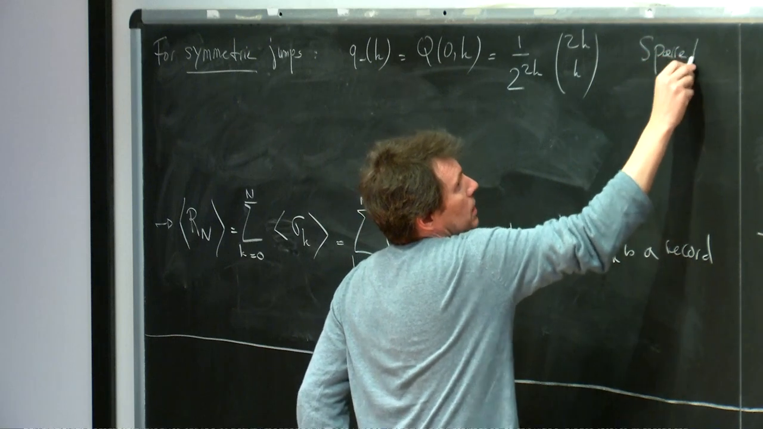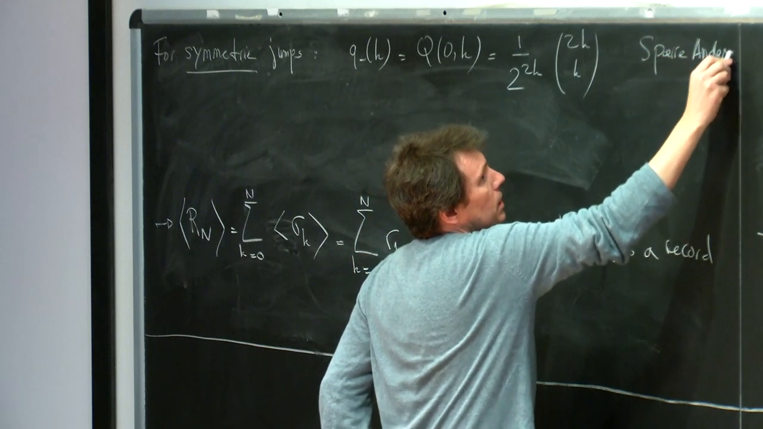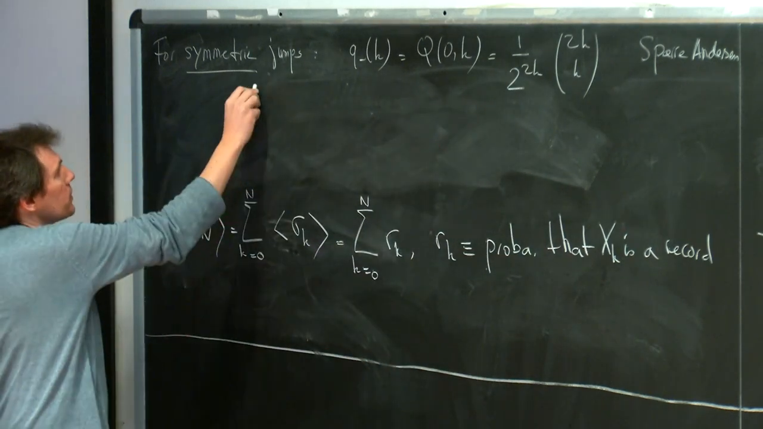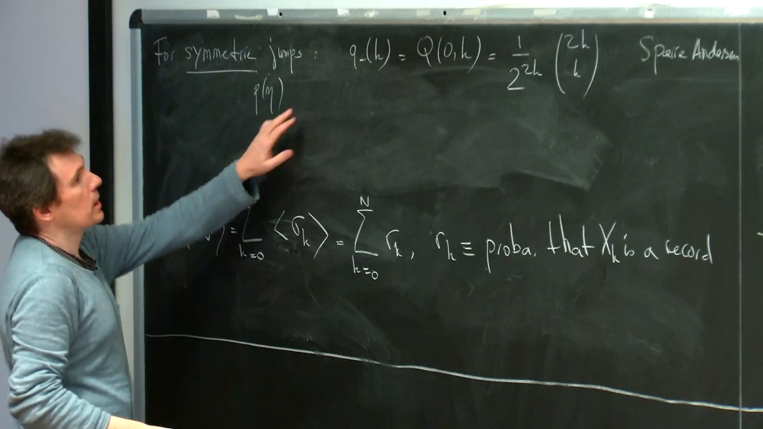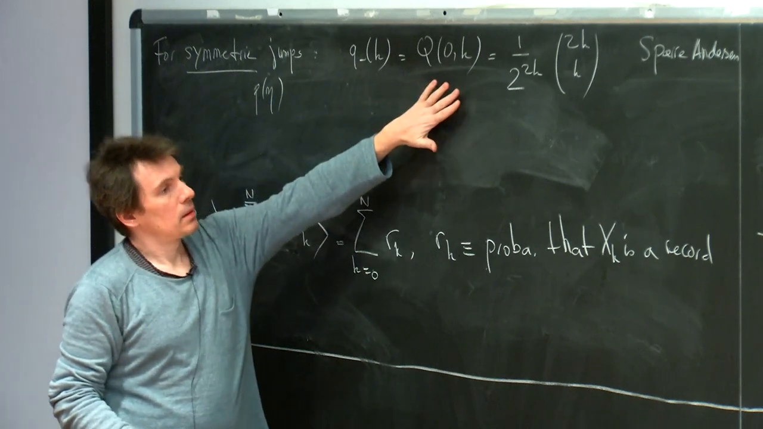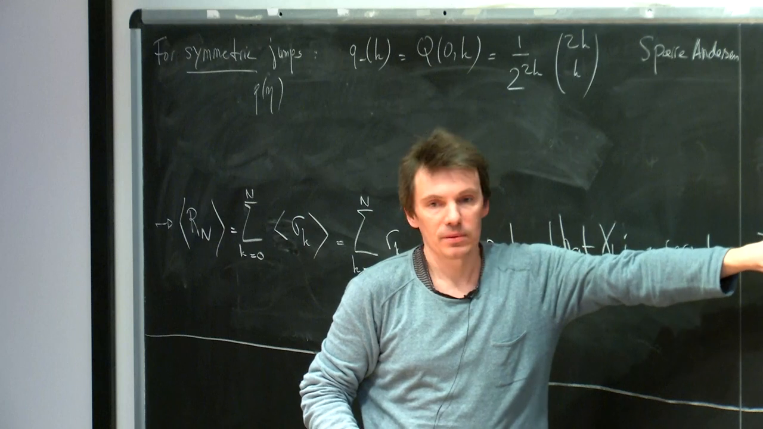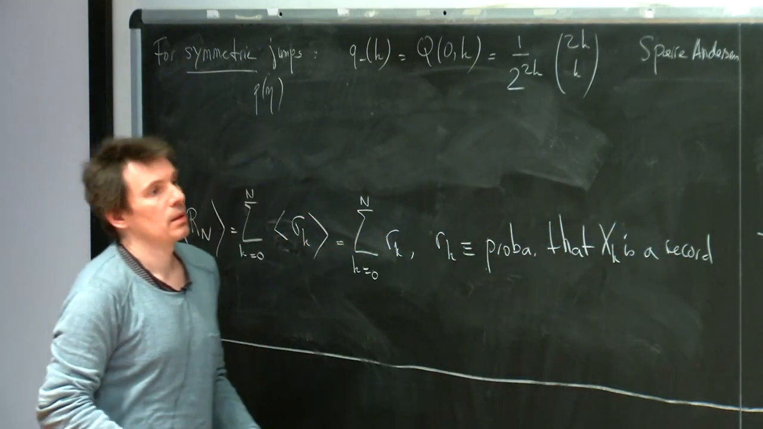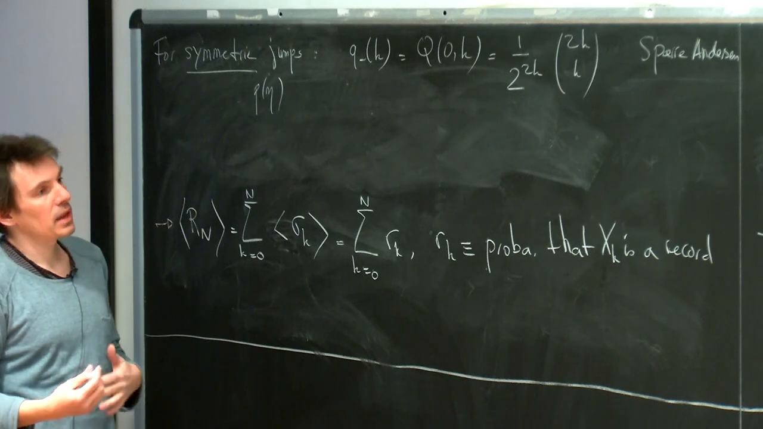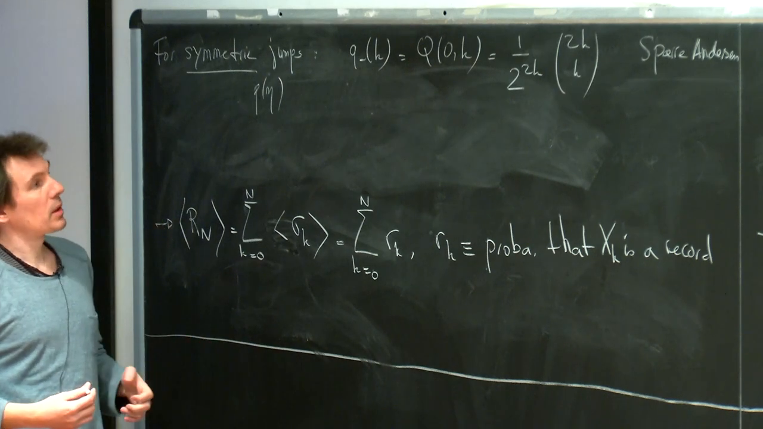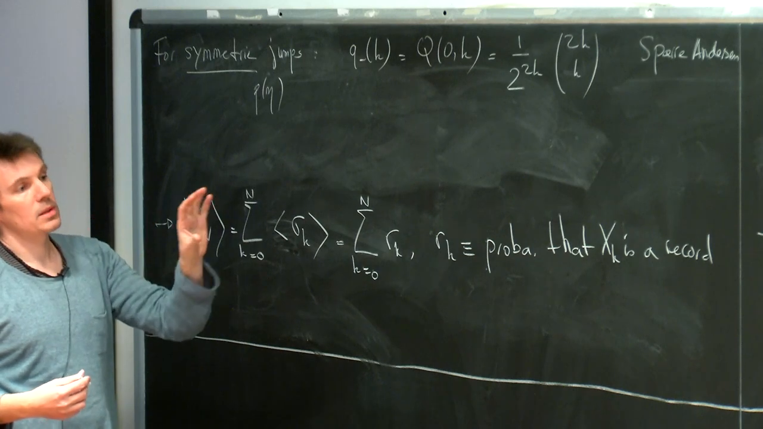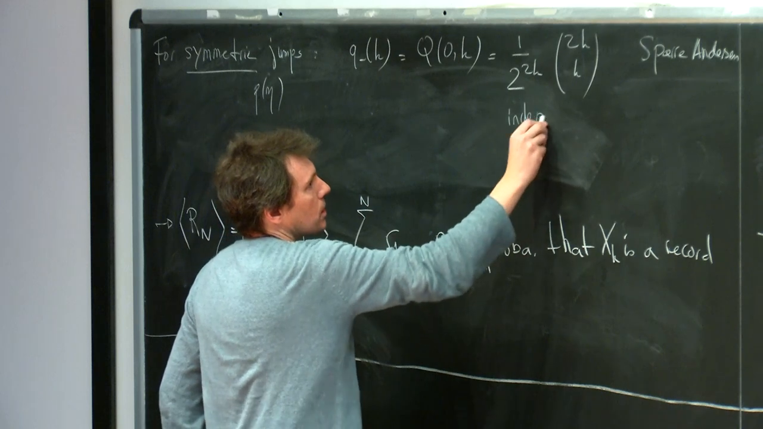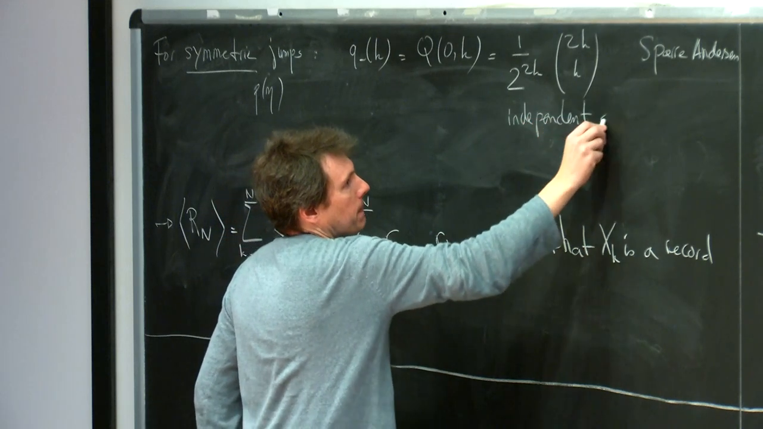What is quite remarkable in this theorem is that this result is completely independent of P of eta. Of course, this picture will depend on the jump distribution. If you look at how your random walk looks, in particular if you have heavy tails, it will look quite different. But these properties of the records are completely independent of the jump distribution.